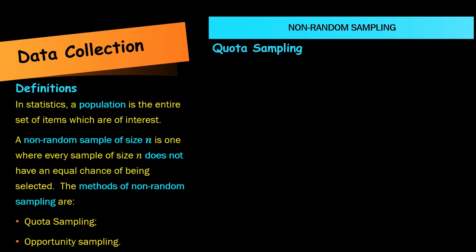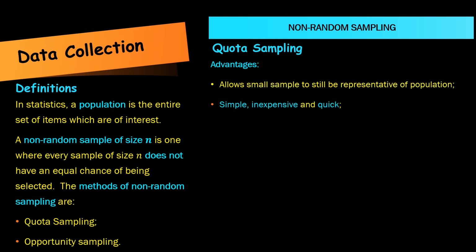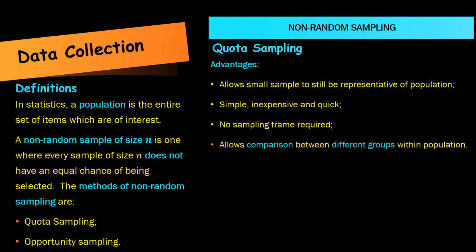Now let's take a look at the advantages and disadvantages of quota sampling. So the advantages first. Quota sampling allows a small sample to still be representative of the population. It is simple, inexpensive and quick. And no sampling frame is required, though it can be used. It also allows comparison between different groups within a population.